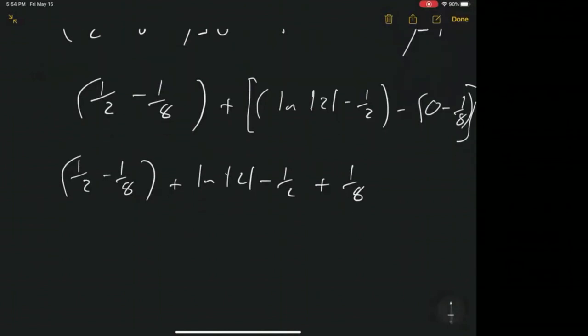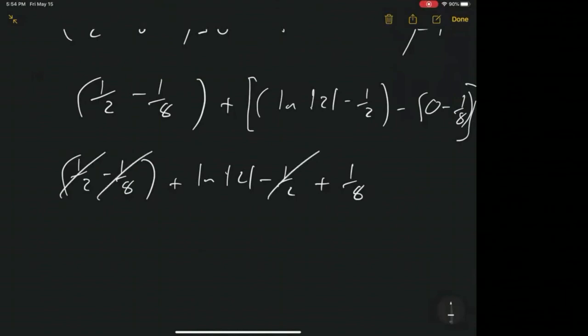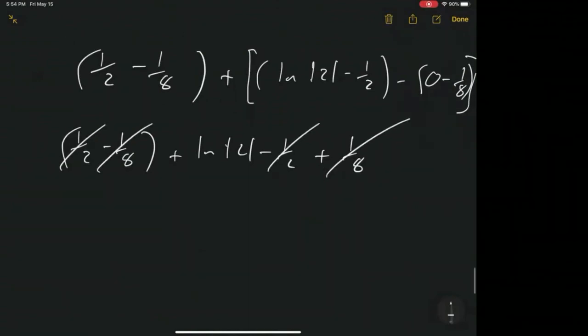So let's see, this 1/2 should cancel with that 1/2. This 1/8 should cancel with that 1/8. So I should be left with ln of 2, I believe. And again, I might have made some arithmetic mistakes, so double check me on that.